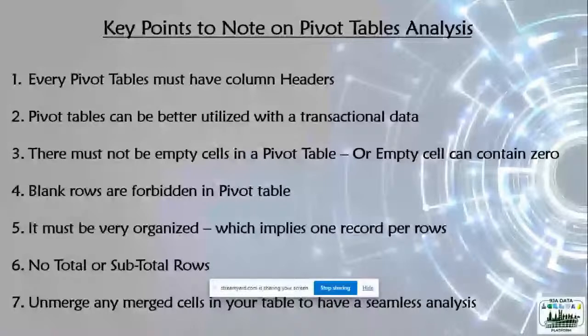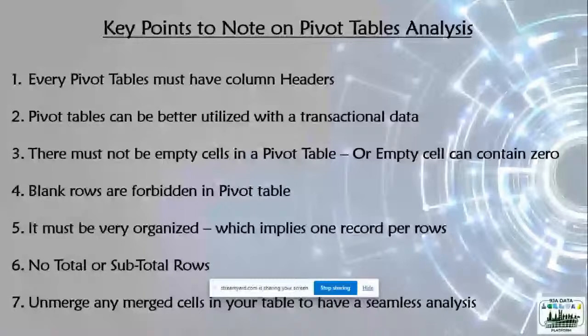It must be very organized, which implies that in a pivot table, a record must be per row. Don't put 2 or 3 records in one row and expect pivot table to do magic for you. It's not possible. In a pivot table, we don't need total or subtotal rows at all.